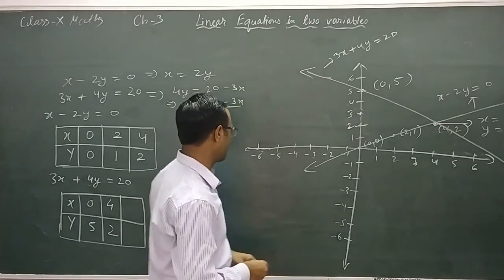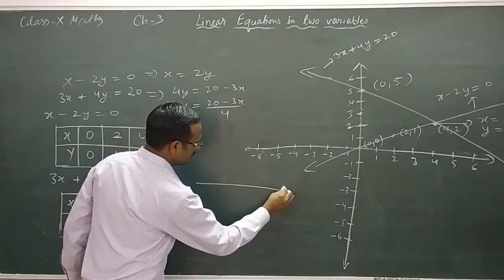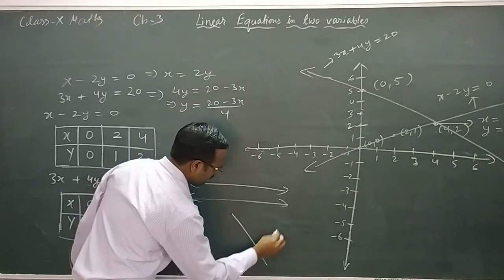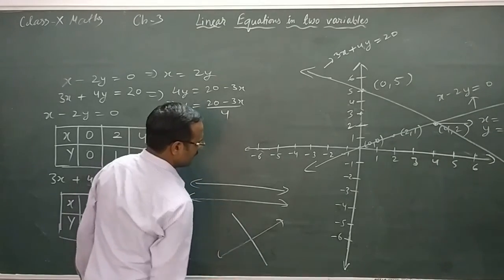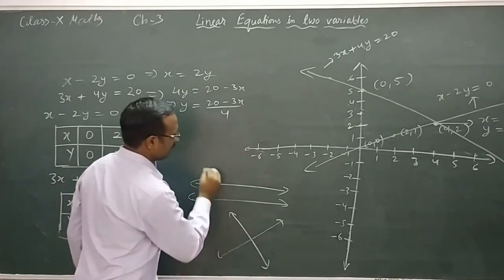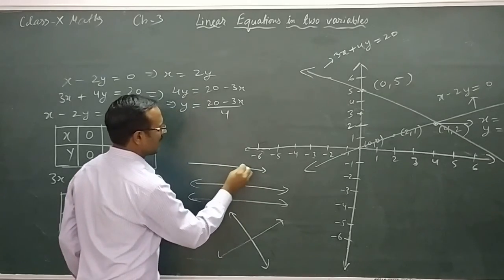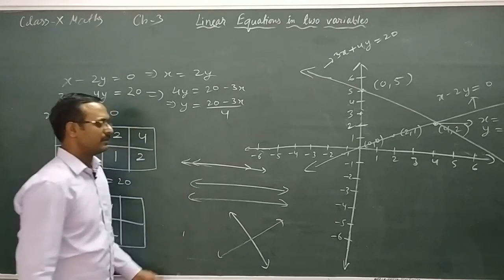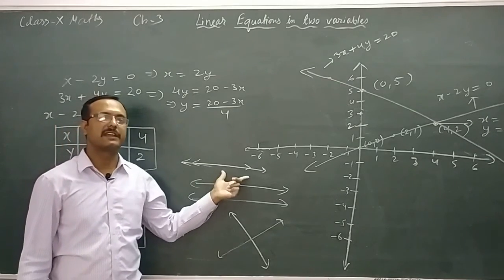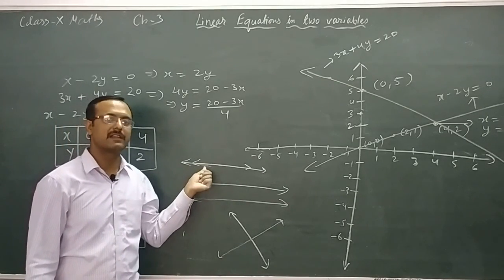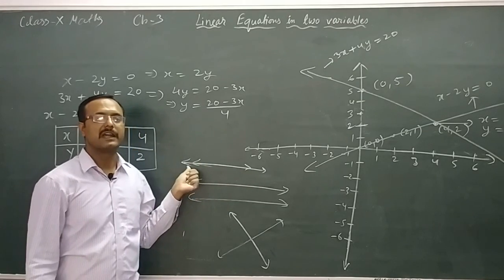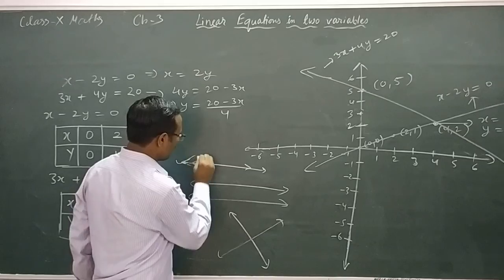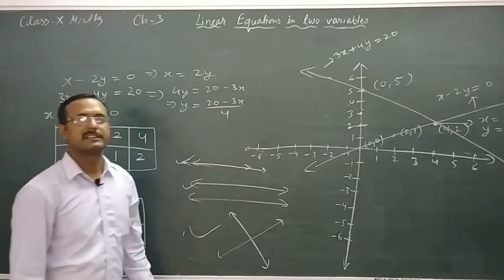There is one more case. We have seen two cases, that is parallel lines, and we have also seen intersecting lines. There is also one more case in which both the lines will lie above one another. In this case there will be infinite solutions, because these two lines will touch each other at infinite points. So we will learn about these three cases in our next video.